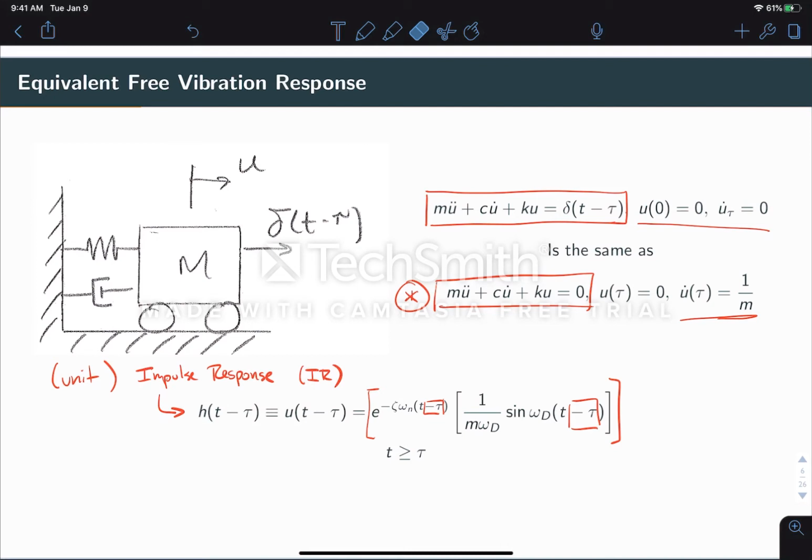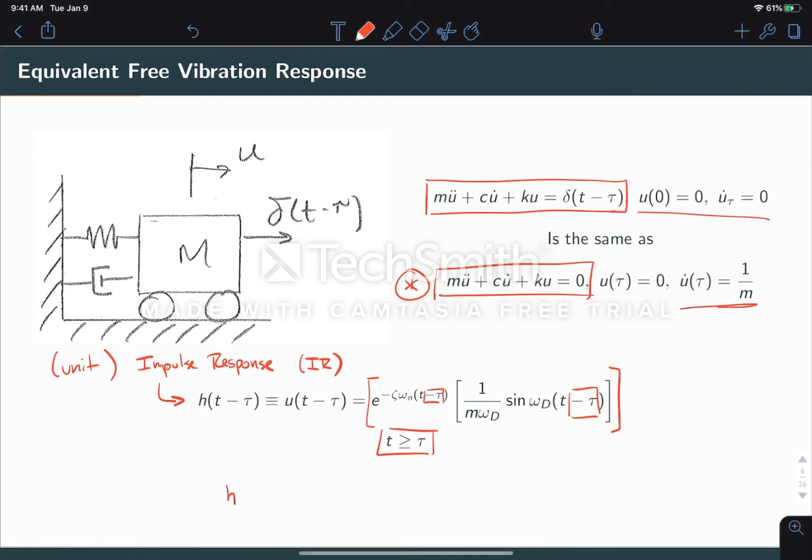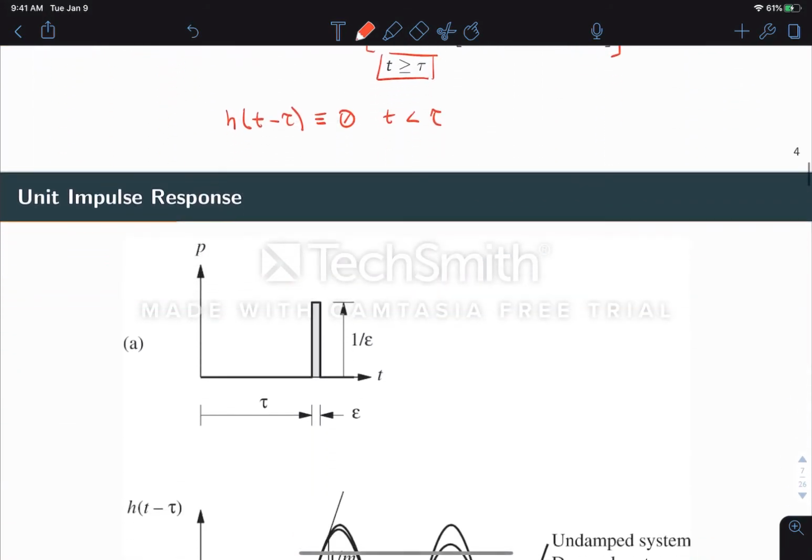And keep in mind that this equation is only defined for time greater than tau. h will be defined as 0 for time less than tau. All right, so that's very important. So let's look at what that looks like graphically.